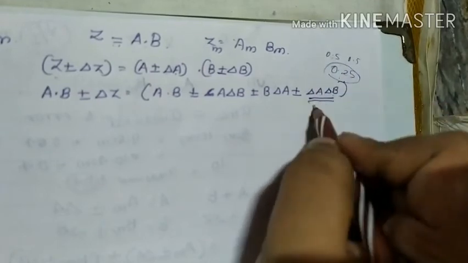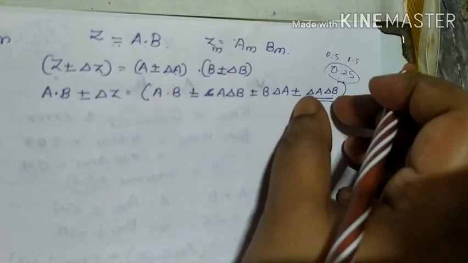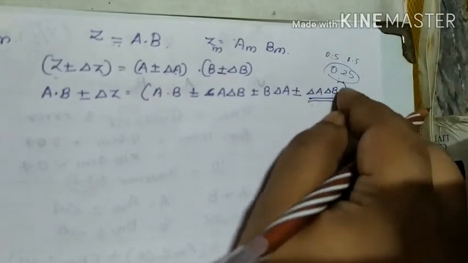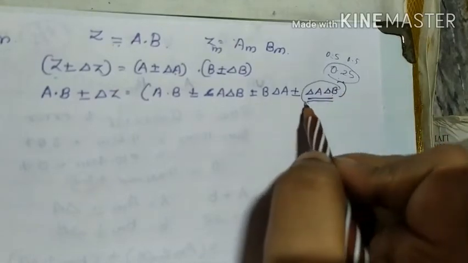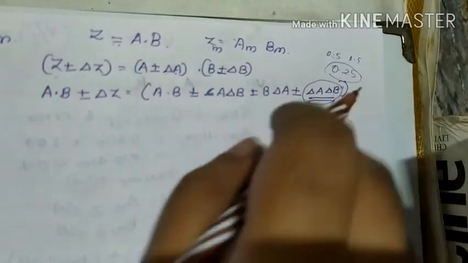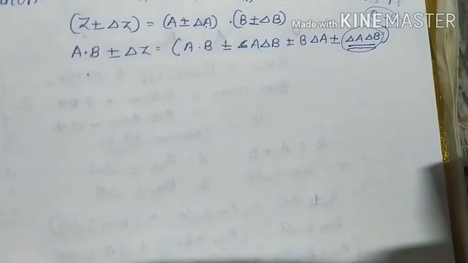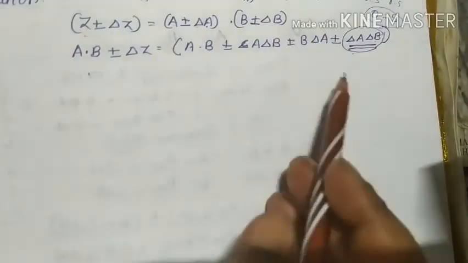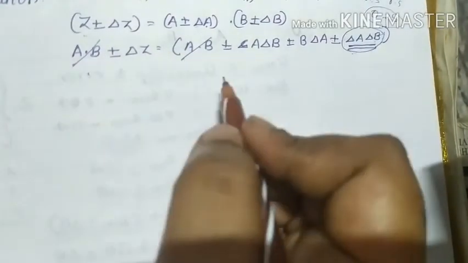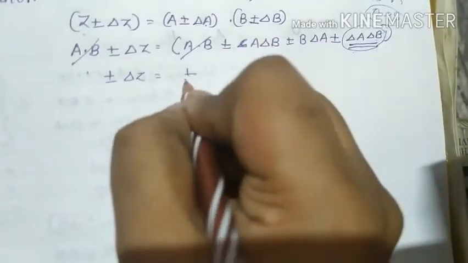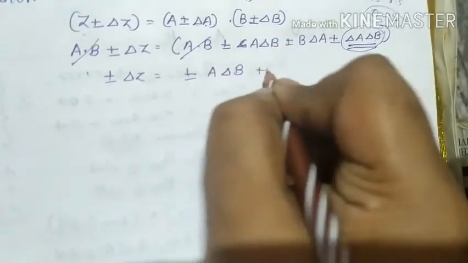Less than 0.5 itself. So whenever you multiply very small quantities, when you multiply two or three quantities, the entire value will be very less. So this value delta A into delta B is very less, so I can neglect it. Now the rest of the things: this A dot B goes off. So there is only delta Z plus or minus A delta B plus B delta A.